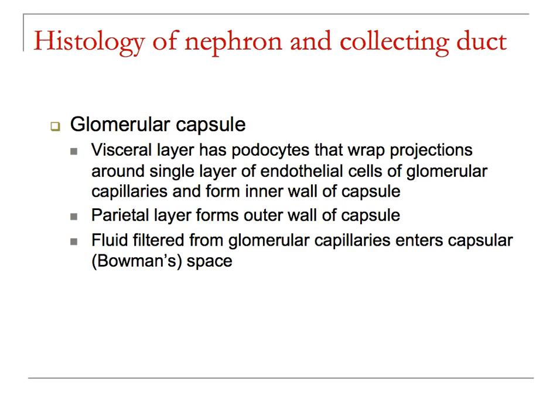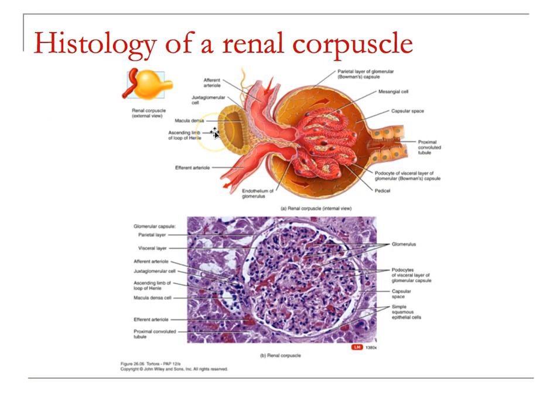Okay, and what we're going to do is we're going to look at the renal corpuscle here. But you have a glomerular capsule, which has a visceral layer, okay, which has populations of cells called podocytes.